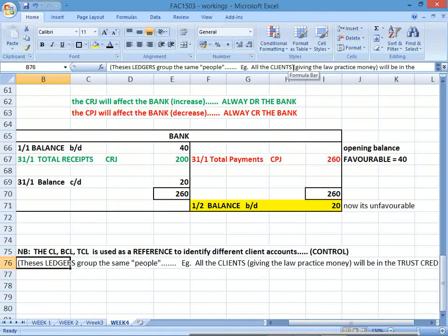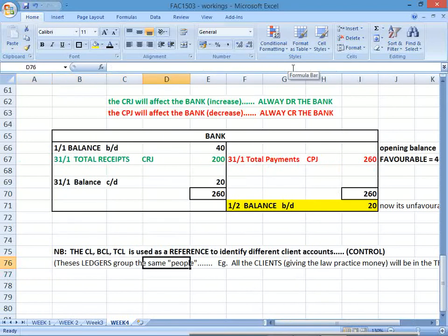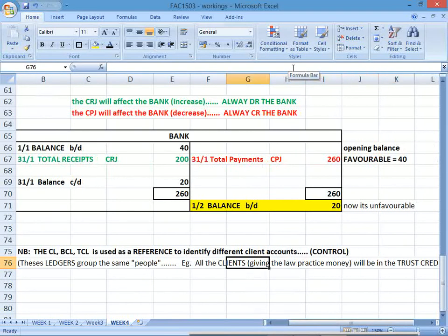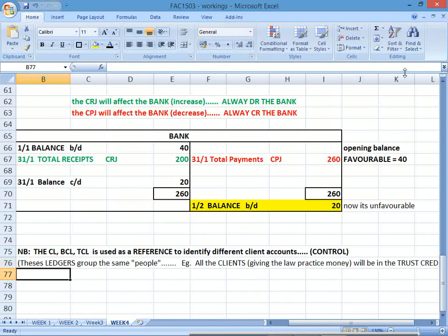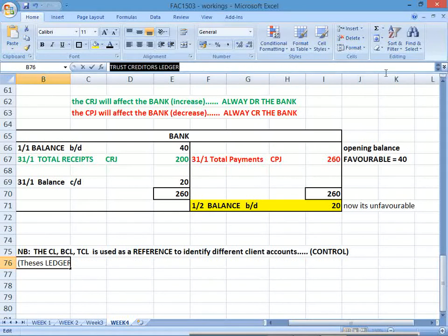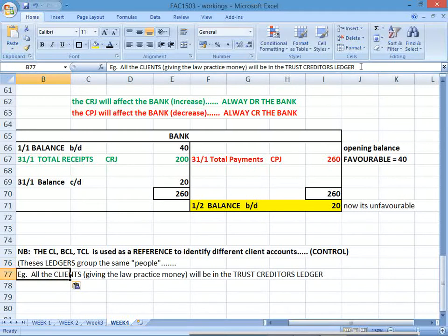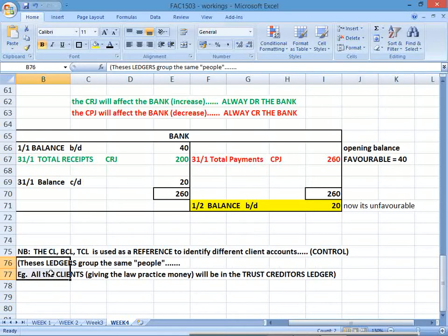Right, will be in the trust creditors ledger. Okay, because a trust creditor is exactly that. It's a client who has given you money. Do you guys all agree? Okay, so all of those clients that have given you money will all be in a trust creditors ledger. That's all it is. It's a control mechanism. It's to keep all the clients together. It's to keep all the business creditors together.